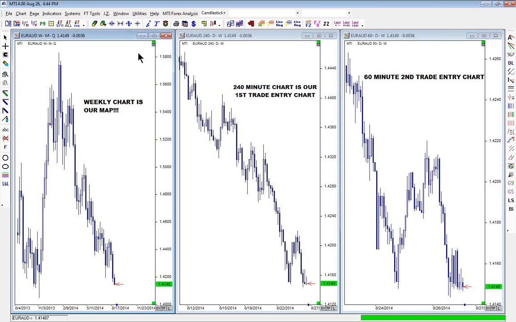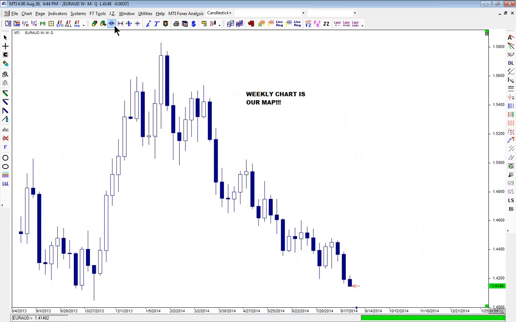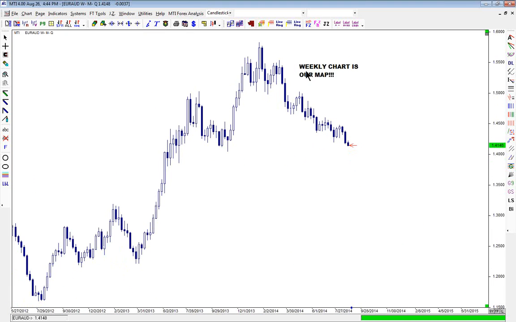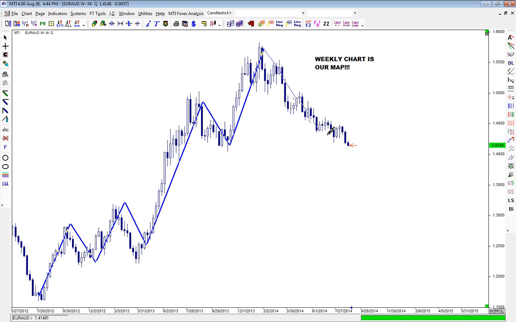So here's how it works. The weekly chart is our map. Well, how is it our map, Jose? Well, let me share this with you, folks. Can we agree that this market does not move in straight lines, but that rather it moves in waves? As you can see, it waves up, waves down, waves up, waves down, waves up, waves down, waves up, waves down. Everybody see that? How it moves in waves?